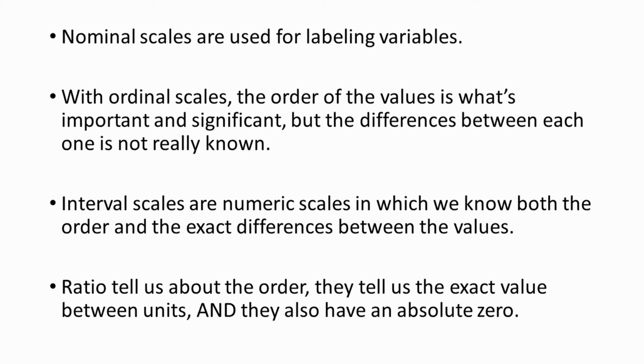Interval scales are numeric scales in which we know both the order and the exact differences between the values. The classic example of an interval scale is temperature because the difference between each value is the same. For example, the difference between 40 and 50 degrees is a measurable 10 degrees, as is the difference between 50 and 60 degrees. Ratio scales tell us about the order, they tell us the exact value between units, and they also have an absolute zero. Good examples of ratio variables include height, weight, and duration.